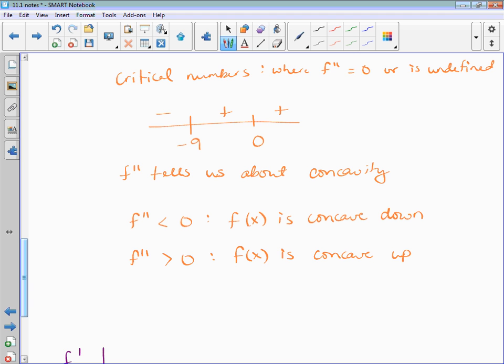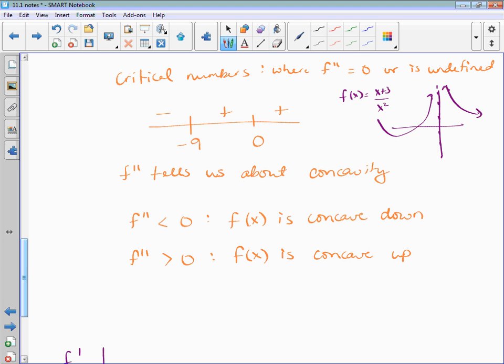It's concave up. Where your second derivative is positive, the graph is concave up. So the actual graph for our original f of x here, which was x plus 3 over x squared, just so you can have an idea of what it looks like, there's an asymptote at 0, and this side kind of goes like this, and this side kind of goes like this.